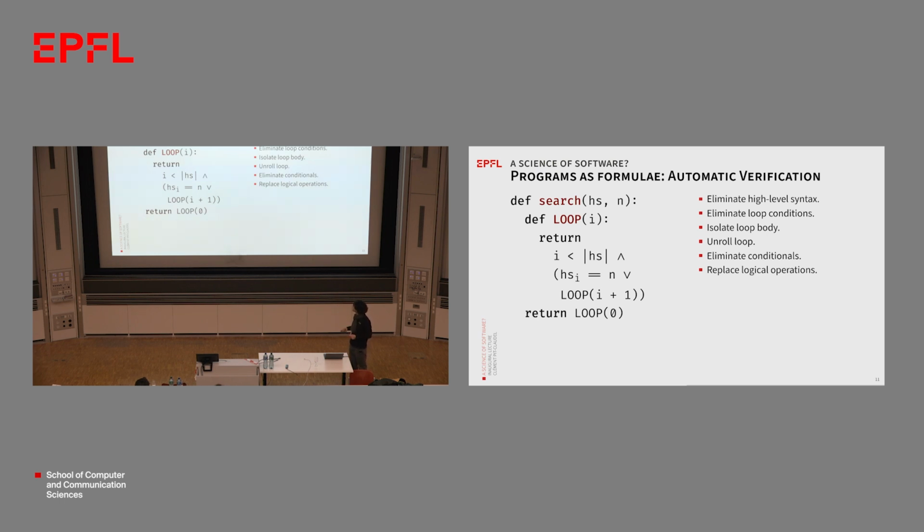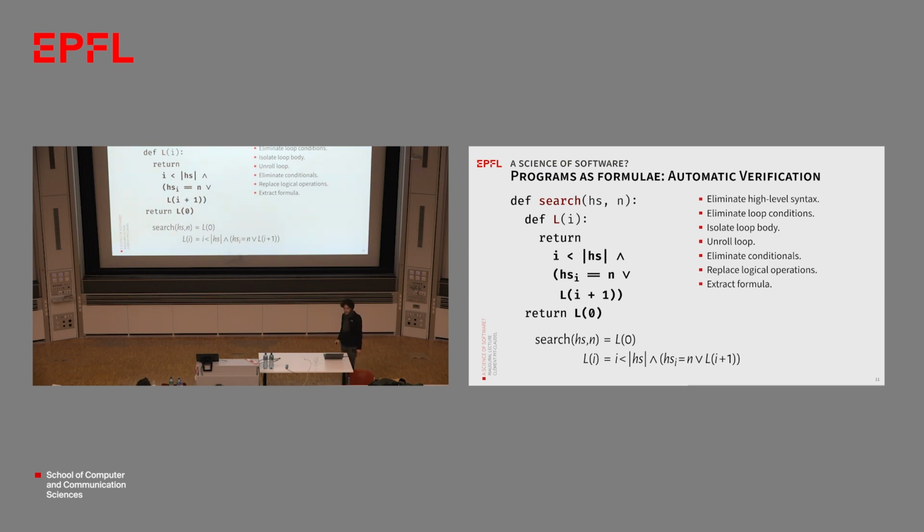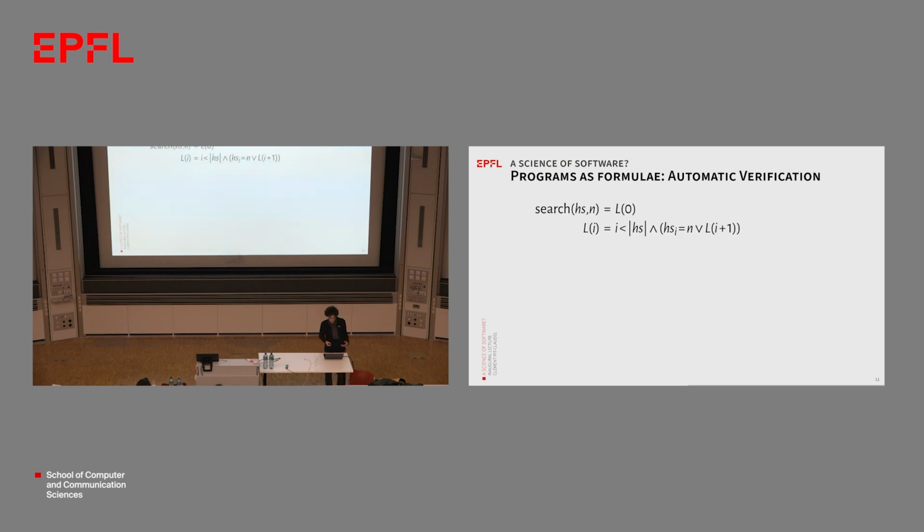Now, rewriting this to look a bit more mathematical with bars for lengths and indices, what I really have is a logical formula. In fact, I have a pair of equations. One of them says that searching in the haystack for the needle is just calling this loop at 0. And the other one is saying that the loop at I is the conjunction of two things. I is less than the length, and HS of I equals N, or L of I plus 1 holds. Now, this is all good, but there's still some recursion in here. So is it really math? I don't know. Let's actually eliminate that recursion too.